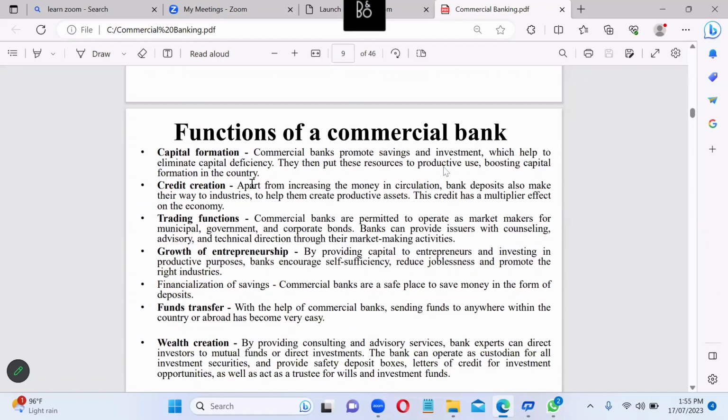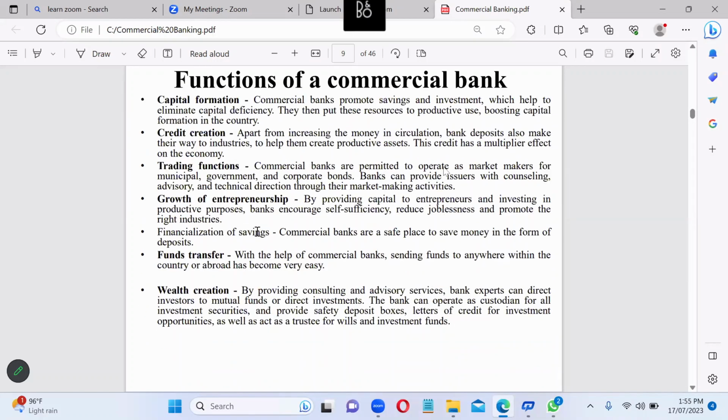Another one is the functions of the commercial bank. There are some functions, and this question is mostly asked in your examination also. First thing is capital formation. Second one is credit creation. Third one is the trading function, then growth of entrepreneurship, fund transfer, as well as wealth creation. These are some of the functions.